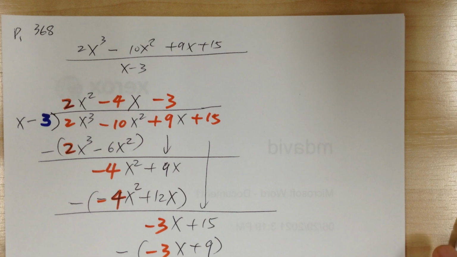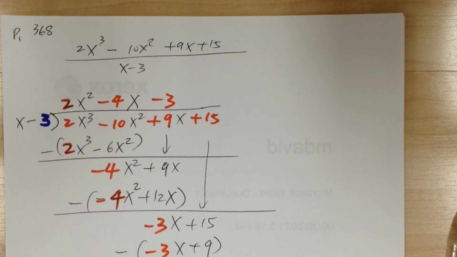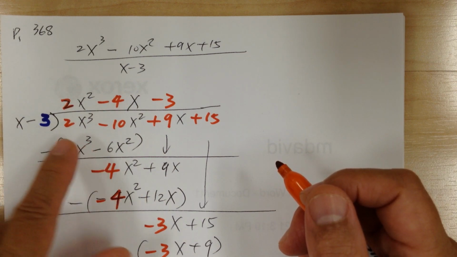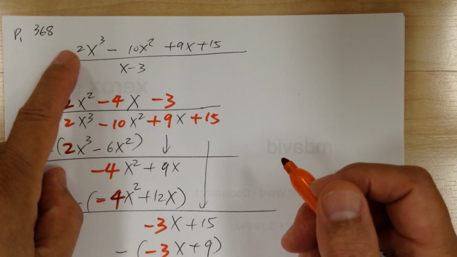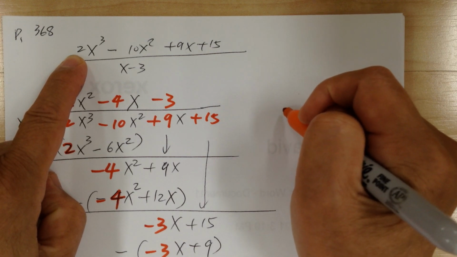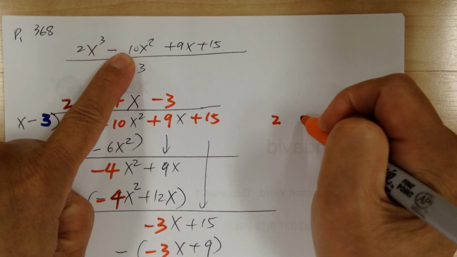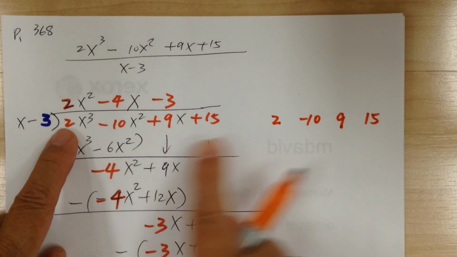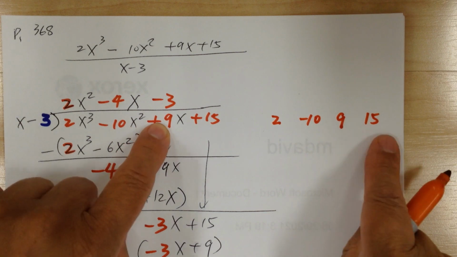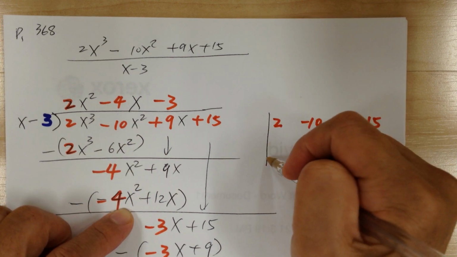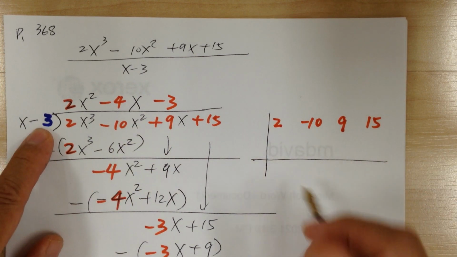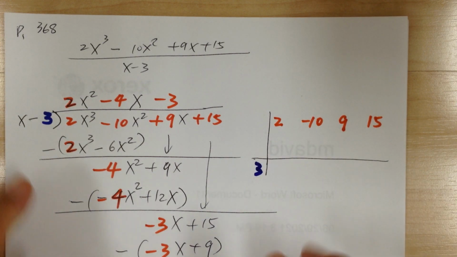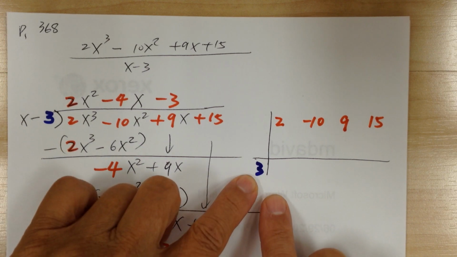Now, what synthetic division does is that it's a shortcut. It will drop all the variables and just focus on the numbers. So you just follow the coefficients: 2, negative 10, 9, and 15. And over here we're going to put a 3. We notice it's a minus 3, but we're going to put positive 3.